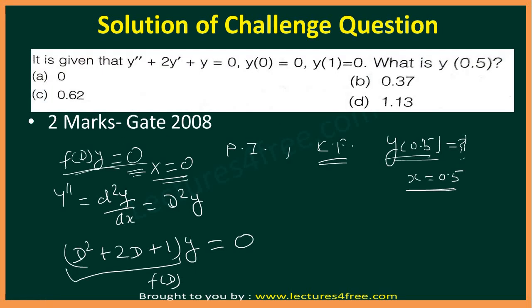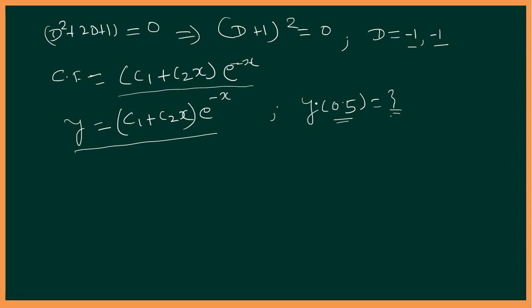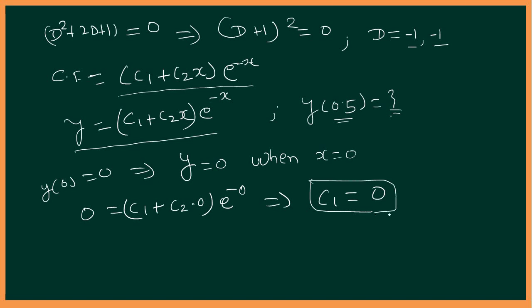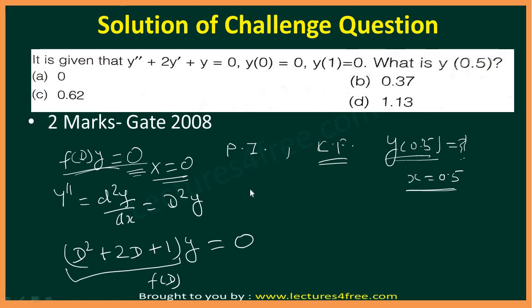So let's use the initial conditions. The first initial condition is y(0) equal to 0. It means y is equal to 0 when x is equal to 0. Now put x equal to 0 and y equal to 0 in this equation. You will get 0 equal to c1 plus c2 into 0 into e to the power minus 0, so c1 is equal to 0. Now you have the value of c1. To get the value of c2, let's apply the second condition.